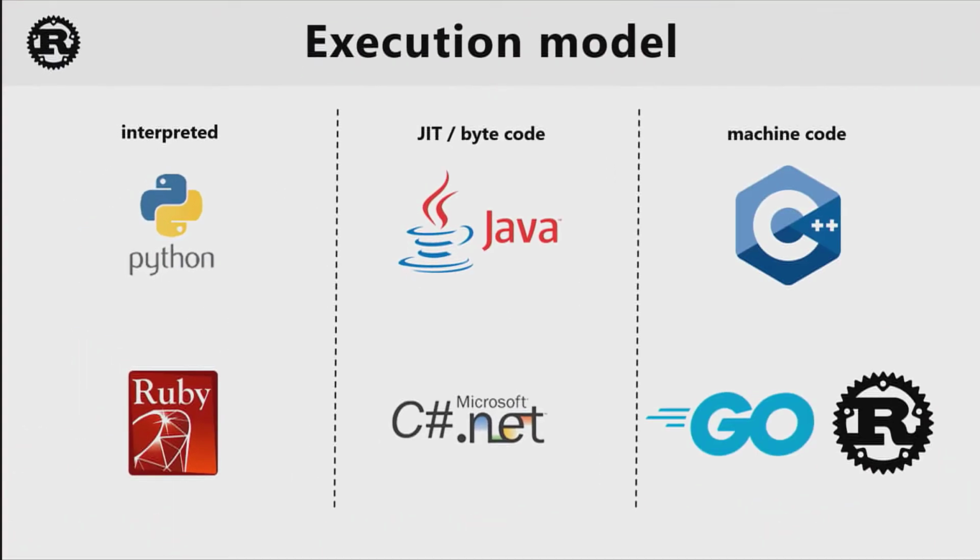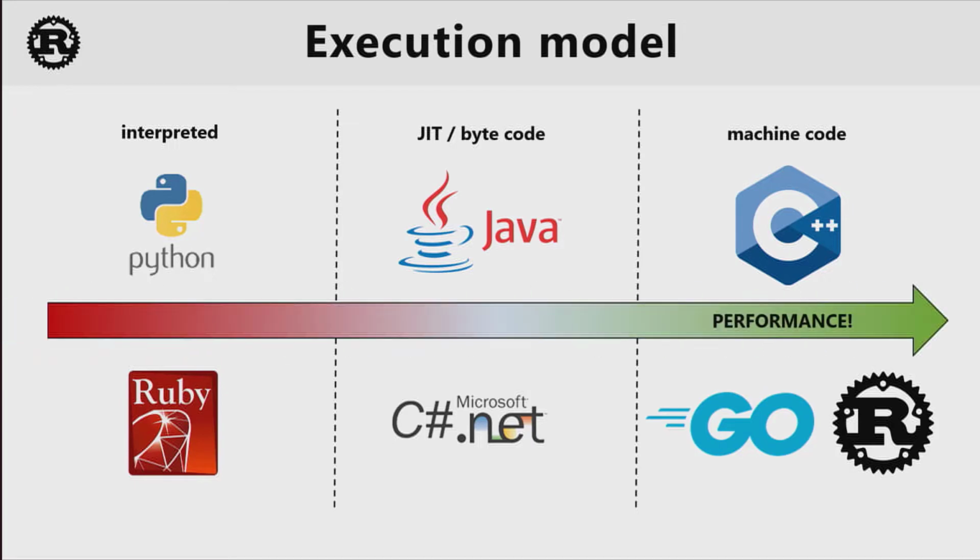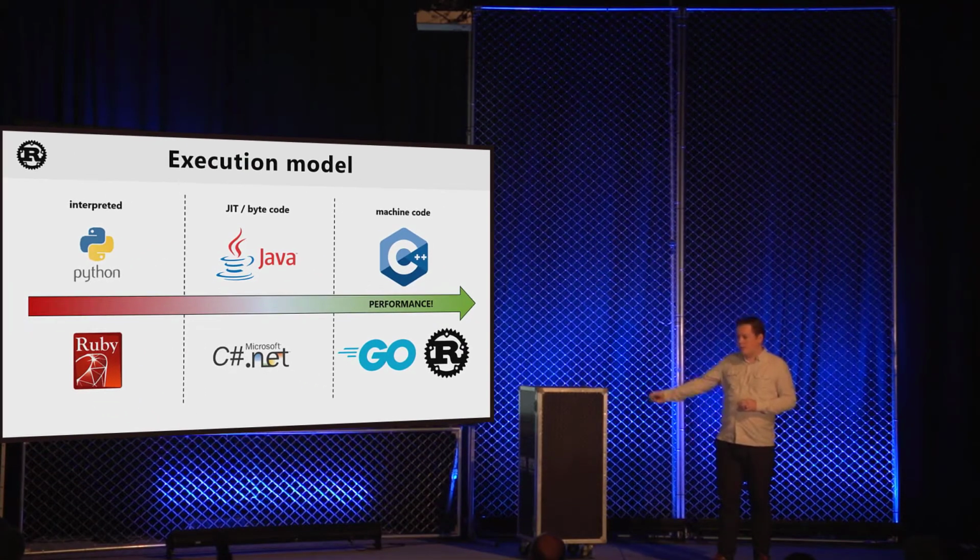And then on the far right, we have things that are compiled directly to machine code. You compile a binary and it only runs on one target. And those are languages like C++, Go, and Rust. So those three languages are really in the same category. And then as we move left to right, we're generally talking about increases in performance, lower memory usage, et cetera.